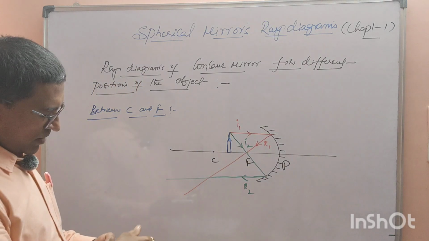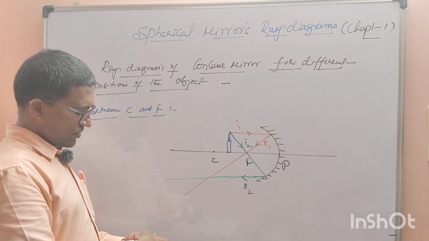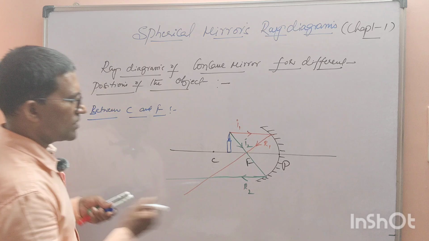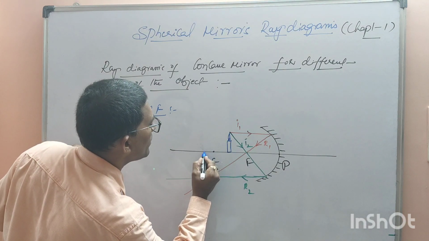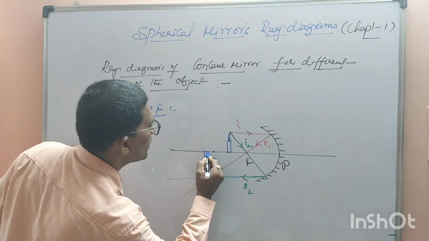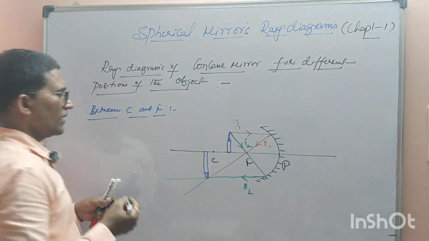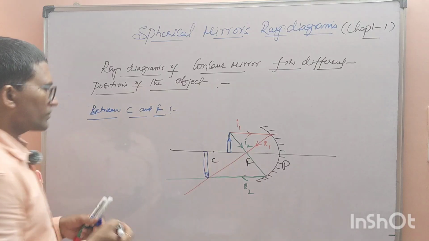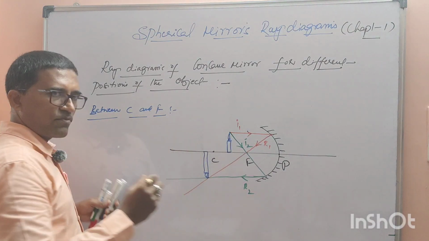Now, the image is formed beyond C. I will draw the image for this. The image is formed beyond C, and here the rays are going to converge and the image will be formed here. Okay. Now, the object size is smaller and the image size is somewhat larger.